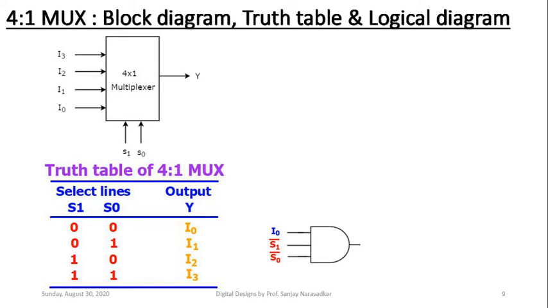Then above this, there will be the logic for I1. It contains, again, a 3 input AND gate. I1 will be steered to the output of that multiplexer only when S1 is equal to 0 and S0 is equal to 1. So accordingly, the inputs are connected to this second AND gate from the bottom, which is shown on the right side. So I1, S1 bar, S0 here.